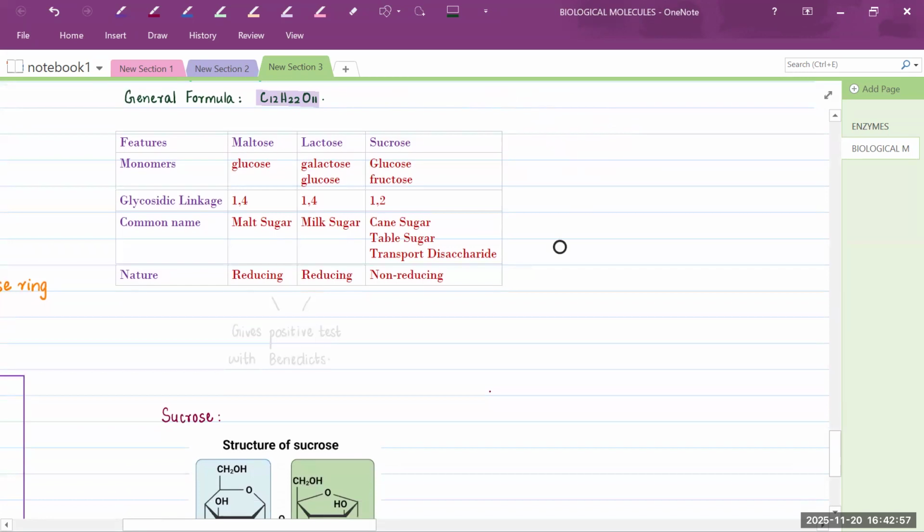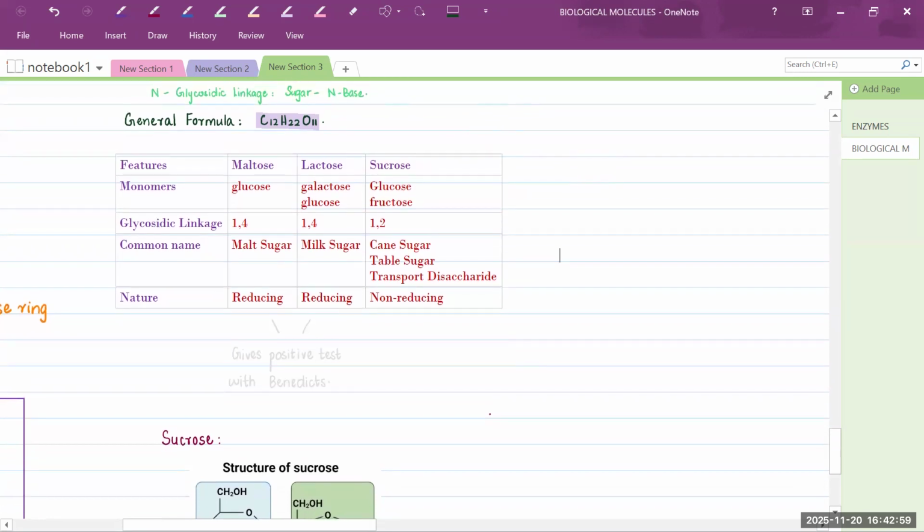Now we have a table here of disaccharides. The three most important disaccharides that we have here are maltose, lactose, and sucrose. The monomers for maltose are glucose and glucose. Two glucose combined make one maltose. For lactose, it is galactose and glucose. You need to remember that galactose is the first monomer and glucose is the second monomer, and that is in order. You cannot change this order. For sucrose, we have glucose and fructose combined together to make sucrose.